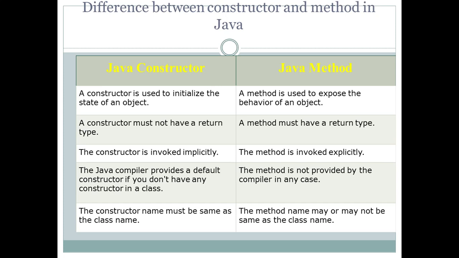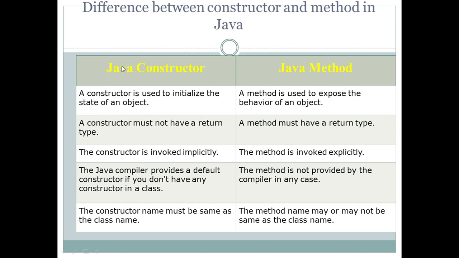Now see, a Java constructor cannot be abstract, static, or final. So what is final and static? We'll see them one by one next. So here is the difference between a constructor and normal methods in Java.